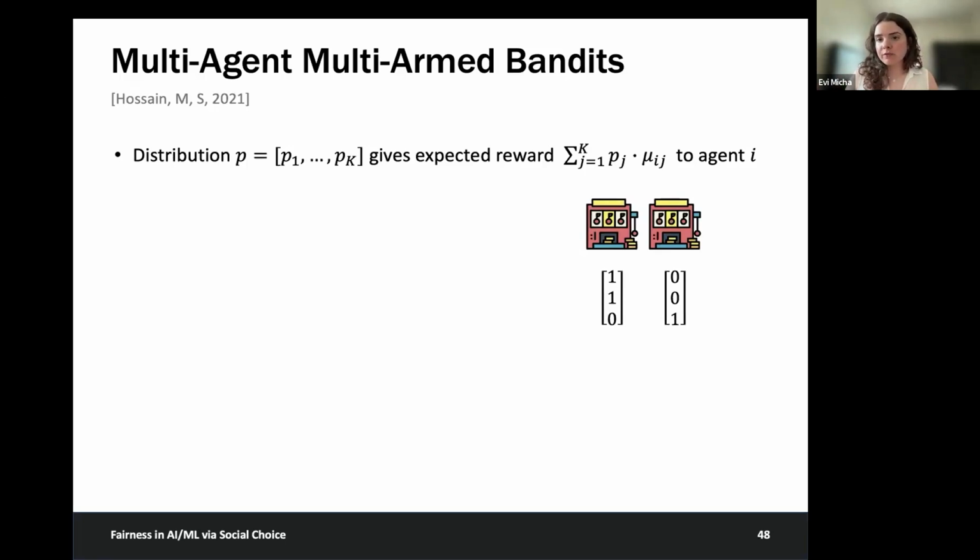And imagine that for the other slot machine, it is exactly the opposite case, which means that it is very bad for the first 2 agents, but very good for the last agent. So the question here is, what is a fair policy?